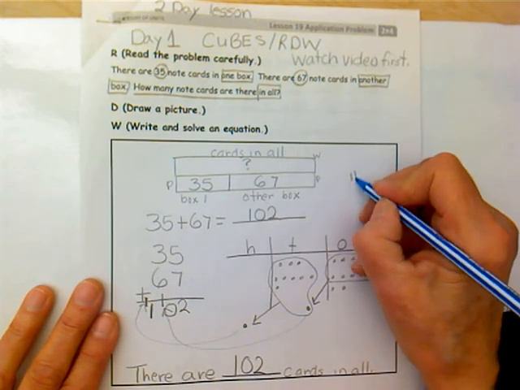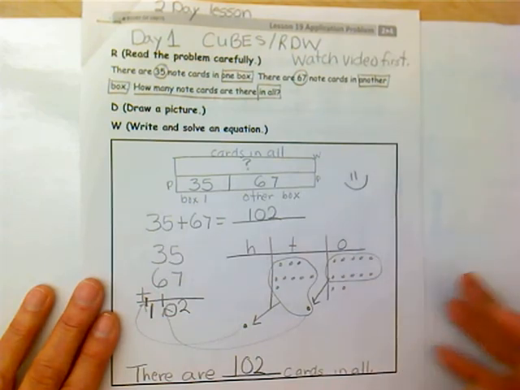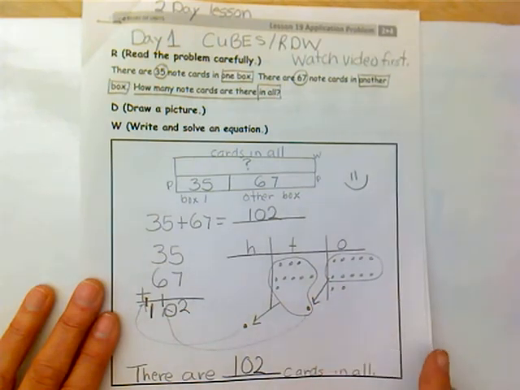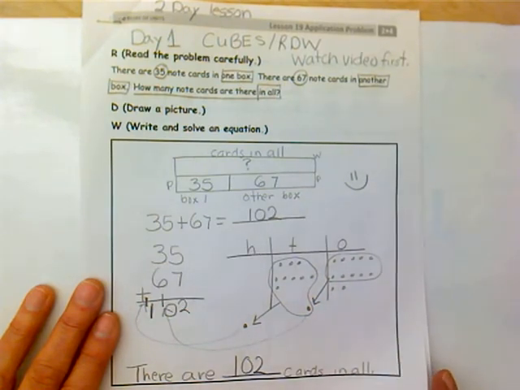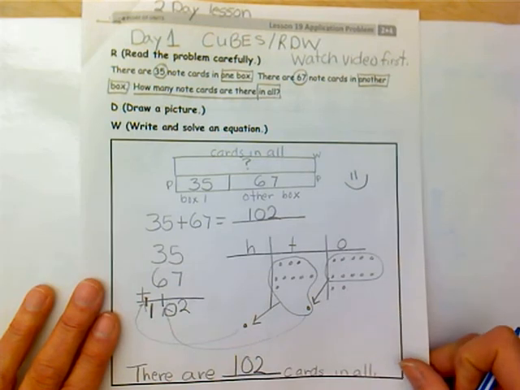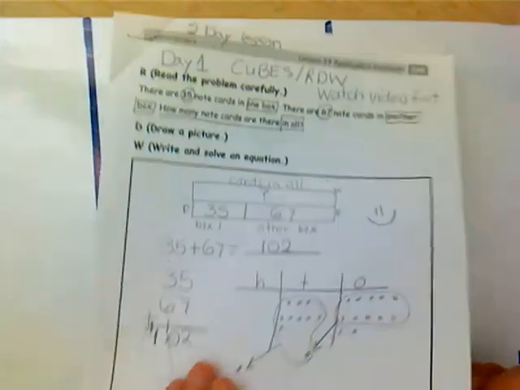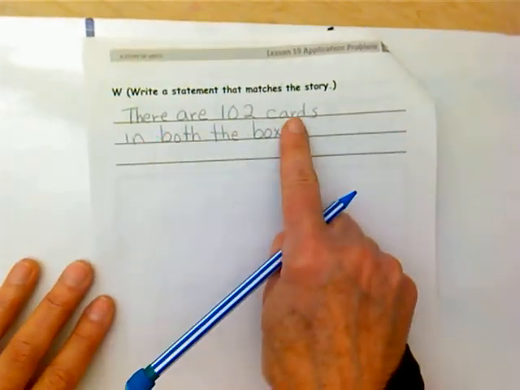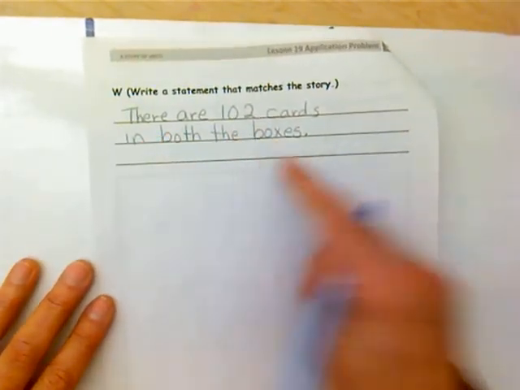If you were successful on that, congratulations to you. If you did it with your place value chart, that is fine too. This is just taking and applying what you learned in lesson 17 to what we're doing in lesson 19. All right, let's go ahead and make sure that you wrote a word statement. There are 102 cards in both the boxes.